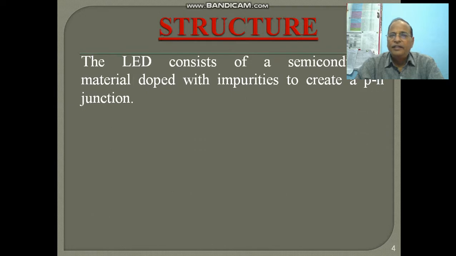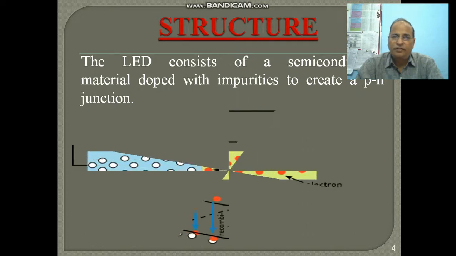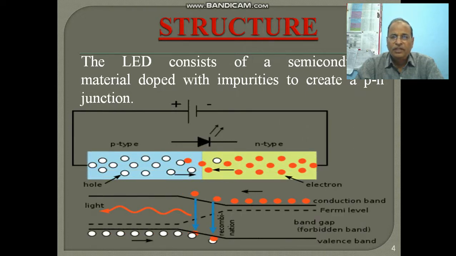The LED consists of a semiconductor material doped with impurities to create a PN junction. This is the general diagram available here. There is a Fermi level, band gap, valence band, right? Conduction band. So it is giving the light, it is shown by the arrow.